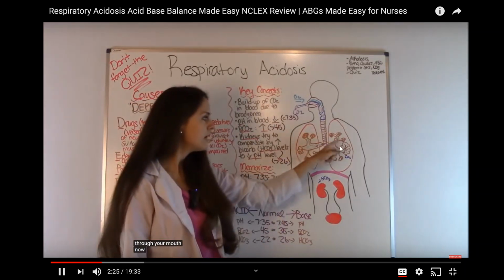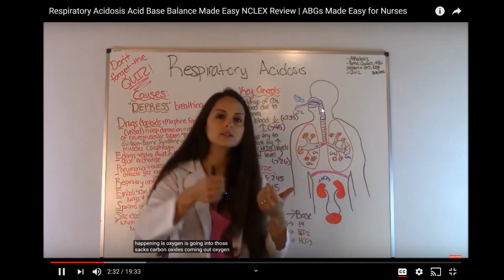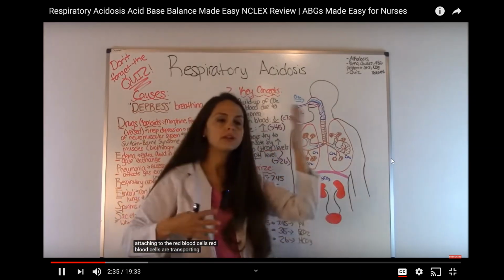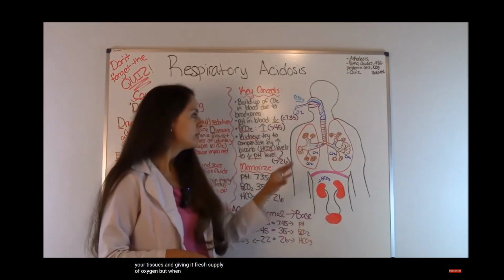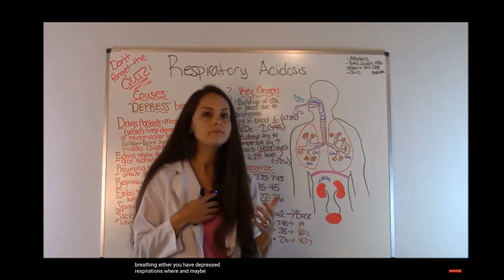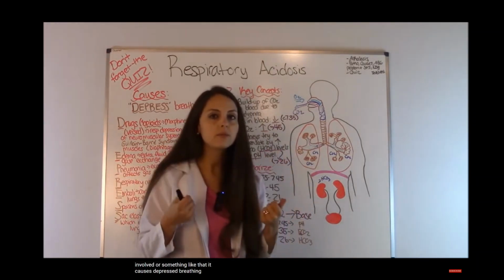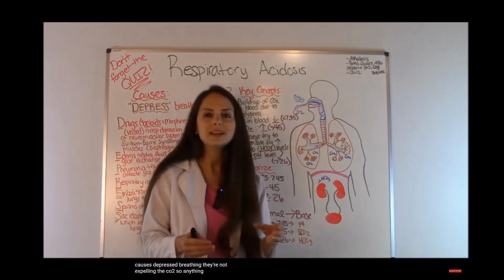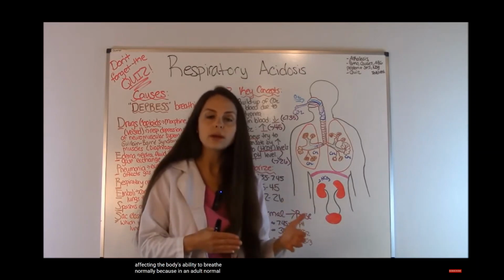So the carbon dioxide will go backwards of how the oxygen entered, and it will exit through your nose or through your mouth. Now in those alveolar sacs, oxygen is going into those sacs, carbon dioxide's coming out, and oxygen's attaching to the red blood cells. The red blood cells are transporting it throughout your body, to your organs, to your tissues, giving them a fresh supply of oxygen. But whenever you have something that's interrupting the breathing, either you have depressed respirations where maybe you gave them an opioid, they have too much drugs involved or something like that, it causes depressed breathing, and they're not expelling the CO2.